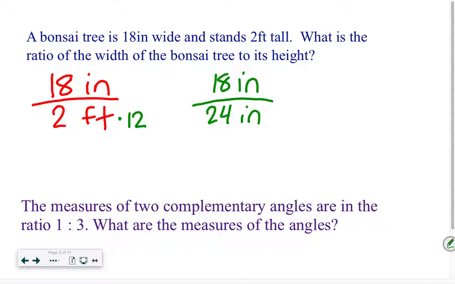Okay. 6 goes into them. What else? I think 6 is the biggest, right? How many times 6 go into 18? 3. How many times do you go into 24? So we're just doing fraction simplifying ratios. So that's like all we're doing?